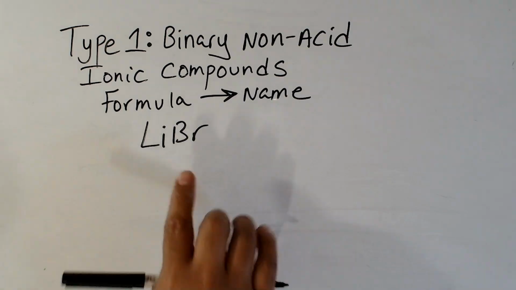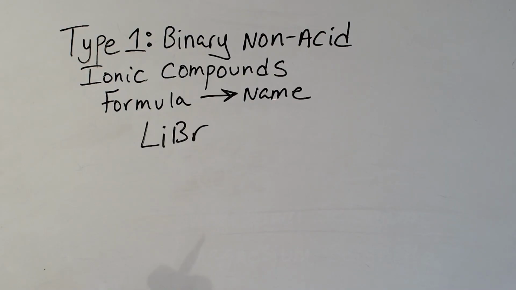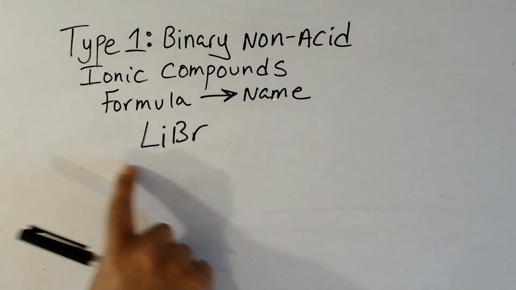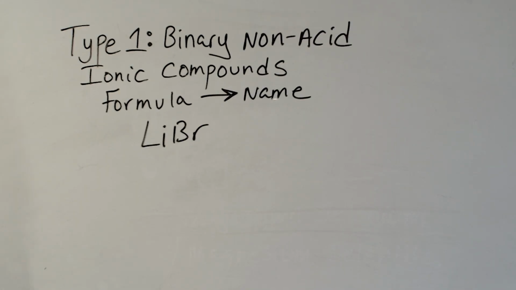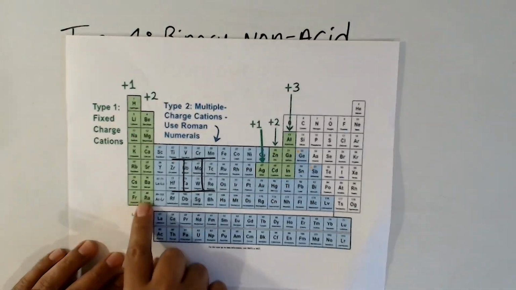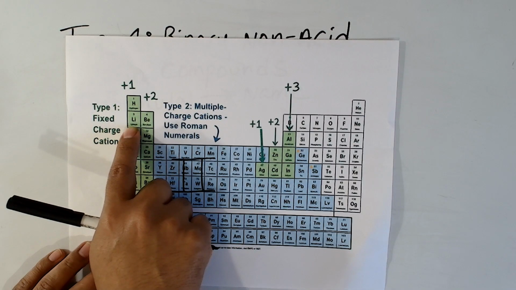Okay, so here we have this chemical formula and we need to find its chemical name. The first step is to name the first element or polyatomic ion. The cation allows me to know that this compound is a type 1. Why? Because Li, which is lithium, is found in the green area, specifically in column 1.